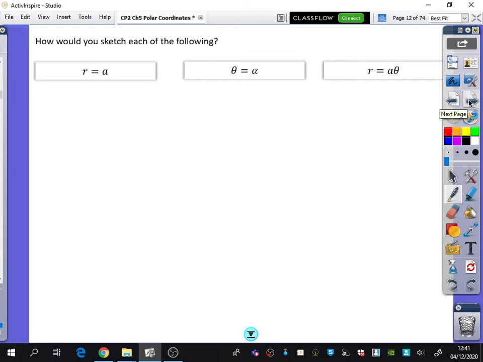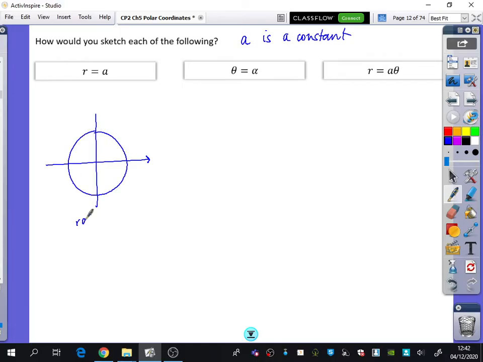So I've got 3 of them here that we're going to start thinking about what these might look like, and these are just standard, very basic ones. How would we sketch the following? In all of these cases, A is just a constant, okay? The first one is a circle, okay? If I'm doing it with the axes, I would probably just have the initial line. It is just going to be a circle with radius A.